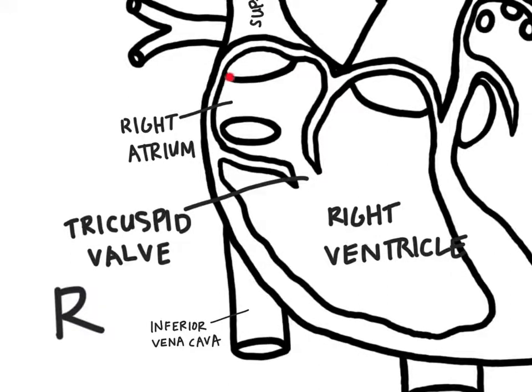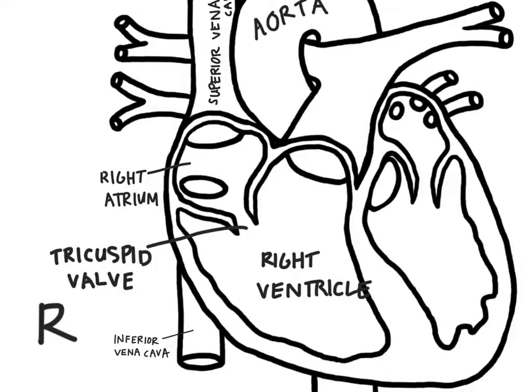Notice that the right atrium is much smaller than the right ventricle. If we then follow the right ventricle upwards, it goes into a major artery, which will leave the heart. And we see that it actually splits into two, and this is what we call the pulmonary artery.